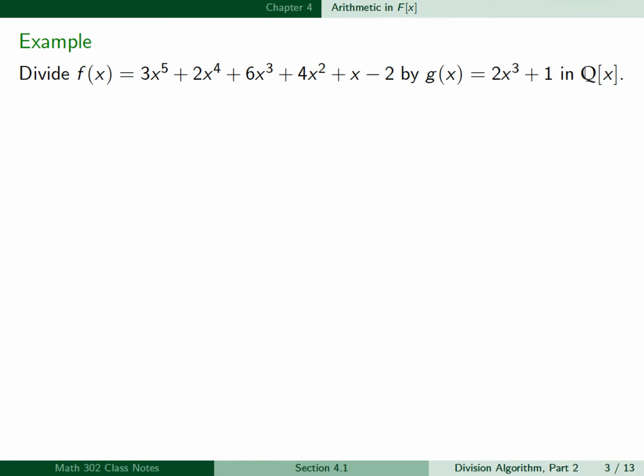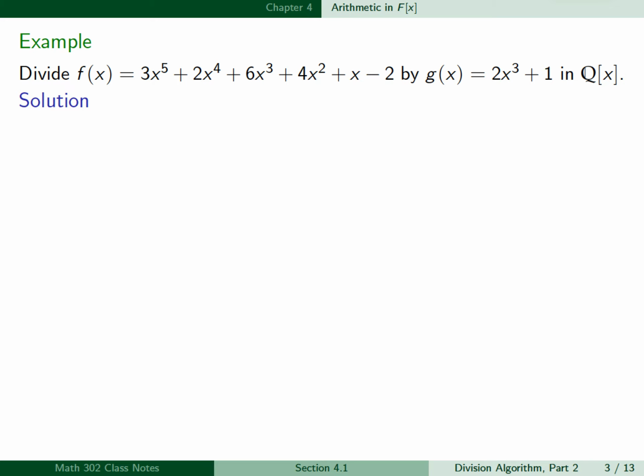So for the first example, we want to divide the polynomial f(x) equals 3x^5 plus 2x^4 plus 6x^3 plus 4x^2 plus x minus 2 by the polynomial g(x) equals 2x^3 plus 1 in Q[x]. So our field is the field Q of rational numbers, and f(x) is our dividend polynomial, and g(x) is our divisor polynomial. So we're dividing g(x) into f(x).